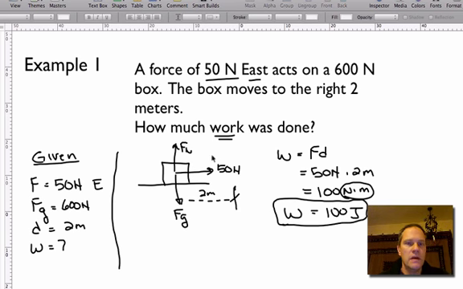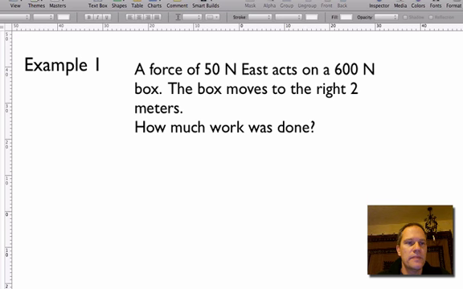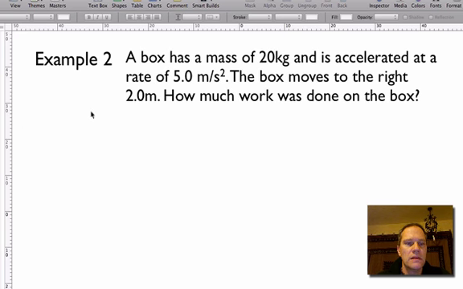Okay, so let's take a look at another one. Another problem, a little more complicated. Here, example 2, we have a box, and again, let's go through and start listing our givens. We'll underline things. We have a 20 kilogram box. It's accelerated at a rate of 5 meters per second squared, and the box moves to the right 2 meters. We're looking for how much work was done on the box.